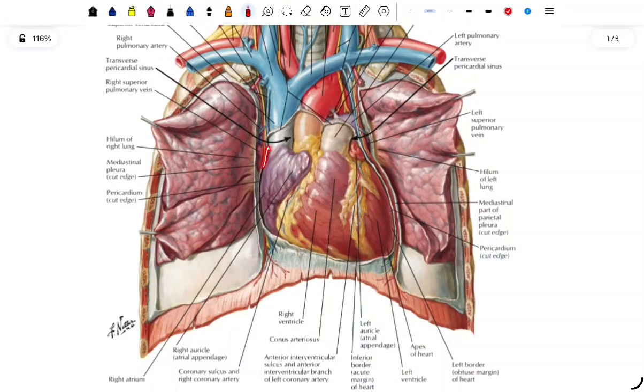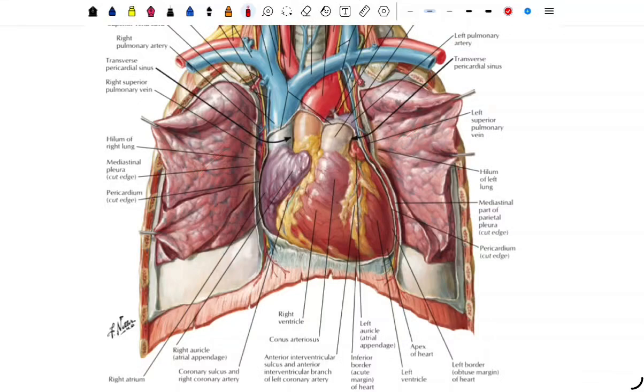We can see here, this is our heart, and this is the apex of the heart, and this is the base of the heart. This is the right border of the heart, this is the left border of the heart, and this is the inferior border of the heart. The heart rests on the diaphragm. Normally, the heart is positioned on the central tendon of the diaphragm, and the heart lies between the two lungs.